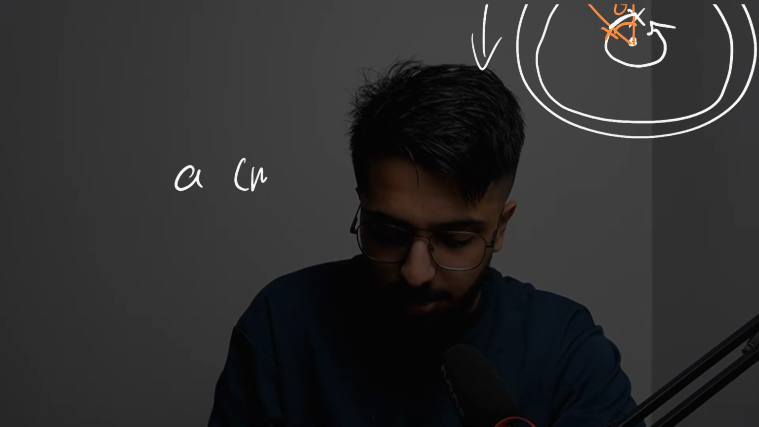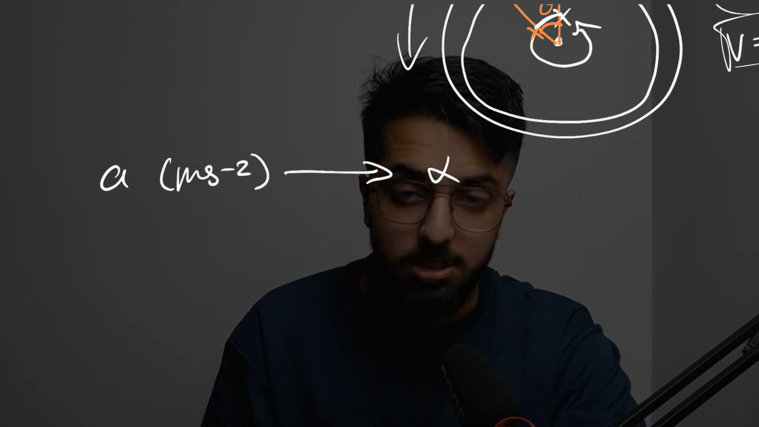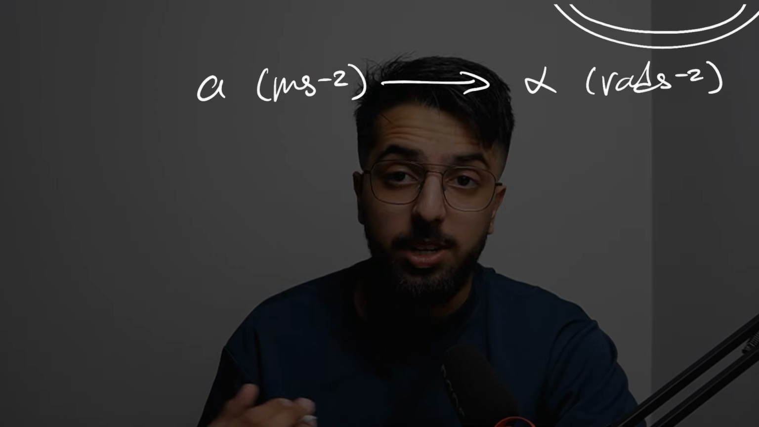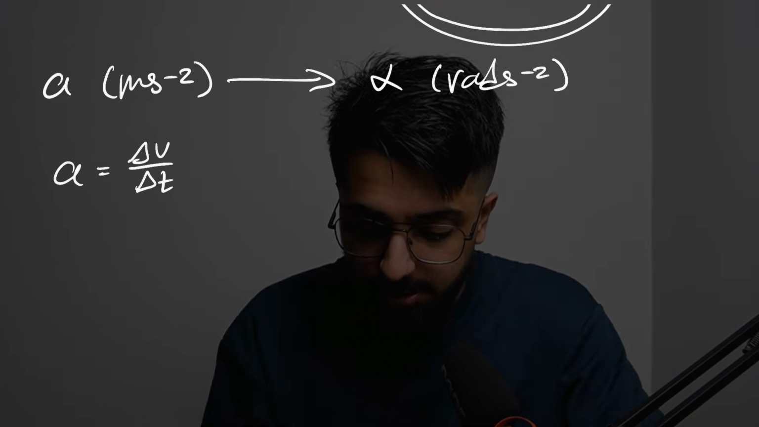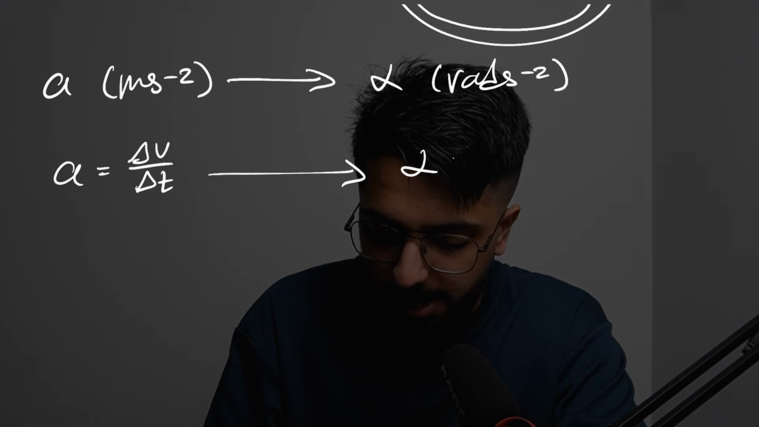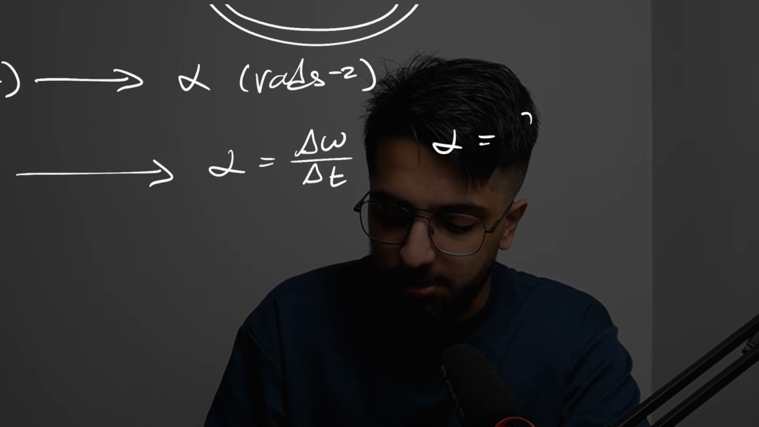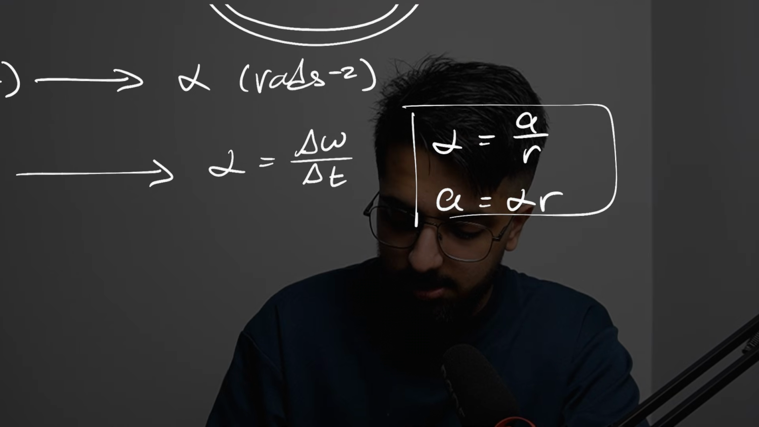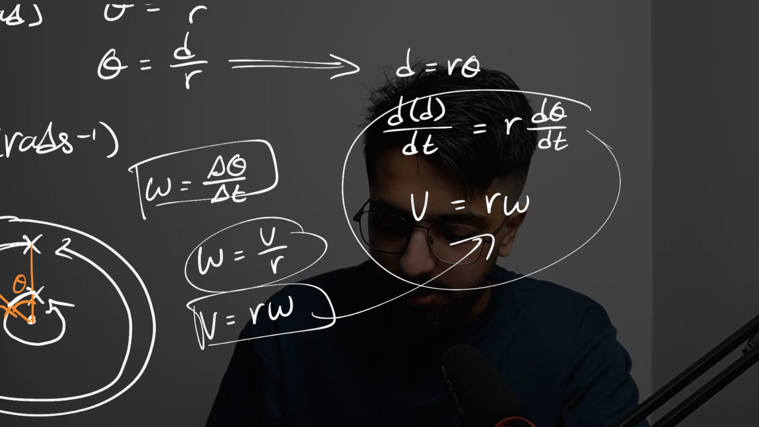Our next quantity is acceleration, and that is in meters per second squared. Our rotational equivalent of that is alpha, which is angular acceleration, in radians per second squared. We know our acceleration equation is a is equal to change in velocity over change in time. So, same thing on this side, alpha is equal to the change in angular velocity over change in time. Also, we have alpha is equal to a over r, or a is equal to alpha r. These equations are the same equation, just rearranged differently, and they come about in a similar manner to this equation.